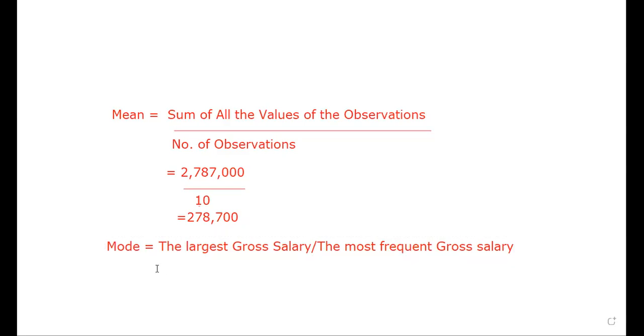But you will not get your 2 marks by just writing 300,000. So that is the difference. You will not get your full marks by just writing 300,000. You have to show them, because you do not have a formula for this. You have to tell them that it is the largest gross salary or the most frequent gross salary. And in this case, our largest is 300,000. That is mod.